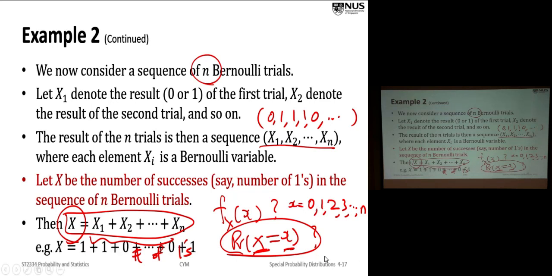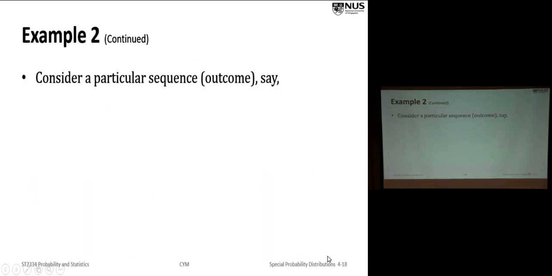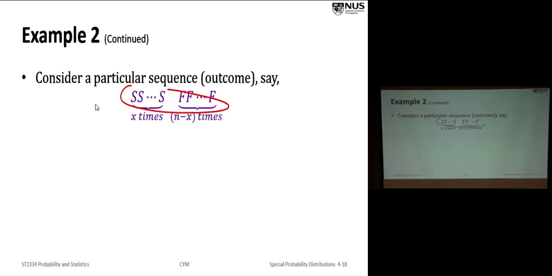So how to do it? All right, so we consider a particular sequence, very particular. The first x are successes and the remaining are failures. This is one particular outcome of all these n trials: x of them successes and n minus x of them are failures. So what is the chance to get this particular sequence?